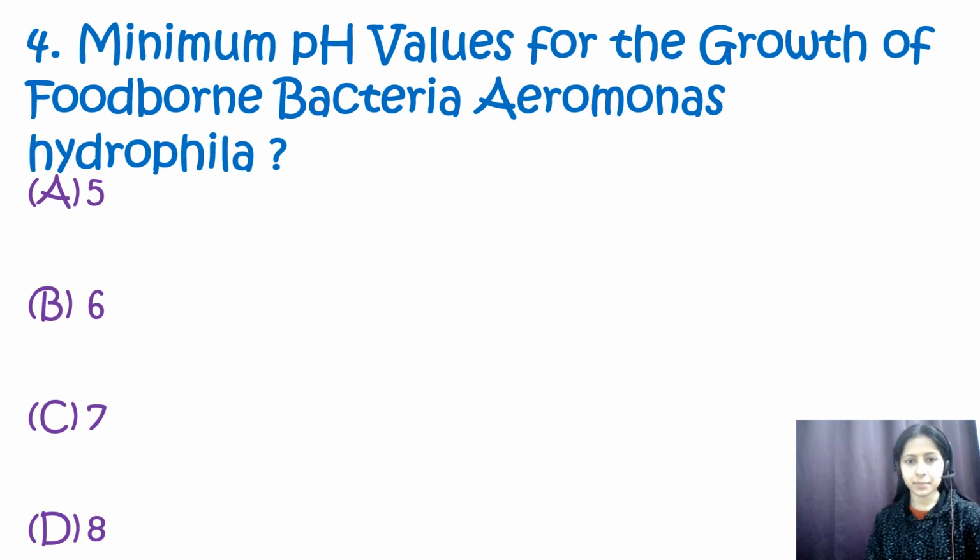Number 4. Minimum pH value for the growth of foodborne bacteria Aeromonas hydrophila. Option A 5, B 6, C 7 and D 8. So the correct option is option number B, that is 6. So this Aeromonas hydrophila, it is a gram-negative rod-shaped bacteria that is mainly found in the areas of warm climate. Even this bacteria can survive both in aerobic as well as in anaerobic conditions. So the minimum pH for this Aeromonas hydrophila bacteria is around 6, that is pH 6.